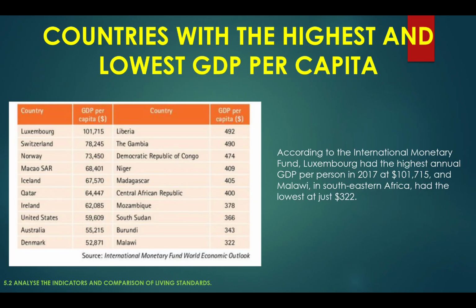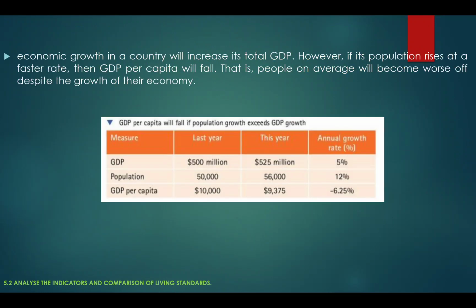Countries with the highest and the lowest GDP per capita, you can see here. The more prosperous, rich countries, earning more, where people have good living standards, have the highest GDP per capita. How do we calculate GDP per capita? Just take your GDP and the population and divide, and you get the answer, GDP per capita.